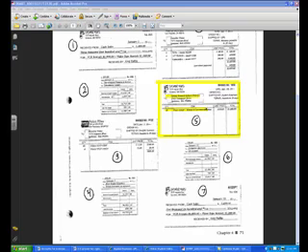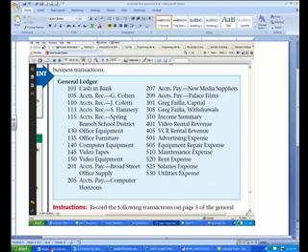So with that being said, all right, let's take a look at what kind of accounts we can have affected here. All right, so we're going to go over to our general ledger, and we know that somebody owes us money.